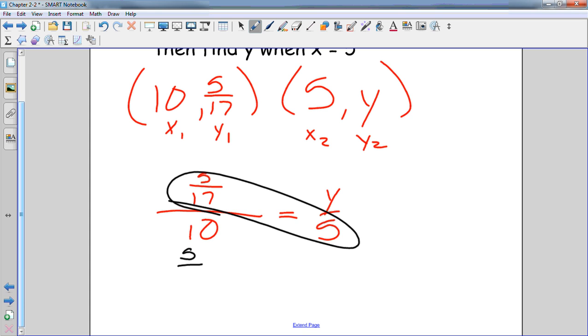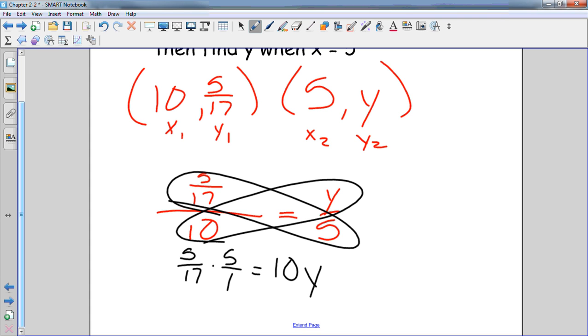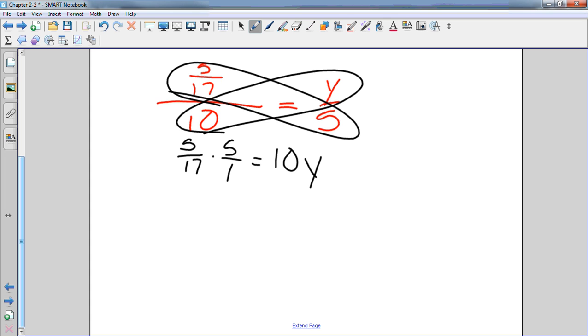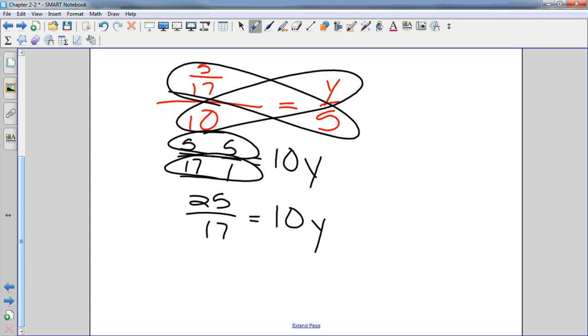So I have 5/17 times 5 over 1, I just changed 5 to a fraction so that I can multiply them, equals 10 times y. Now, since I am multiplying by 10, I could divide both sides by 10, but first I want to simplify this. Marry your tops, marry your bottoms, so I have 25 over 17. Now, I could divide both sides by 10, but then I would have a fraction over a fraction again, and I don't want that. What could I do to get rid of this 10? Multiply by the reciprocal. I'm going to multiply by 1/10.